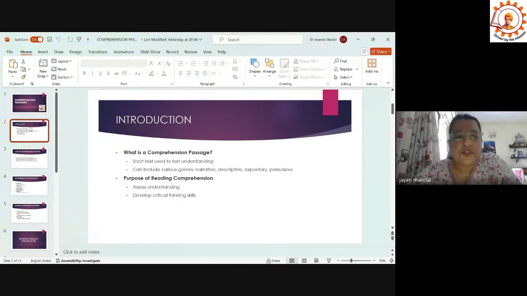Comprehend means to understand. So what is a comprehension passage? It is any kind of short text that we use to test understanding. It can include various genres like narrative, descriptive, expository, and persuasive. It can also be a kind of speech between two persons. That can also be a comprehension passage. So there are different types of comprehension passage.